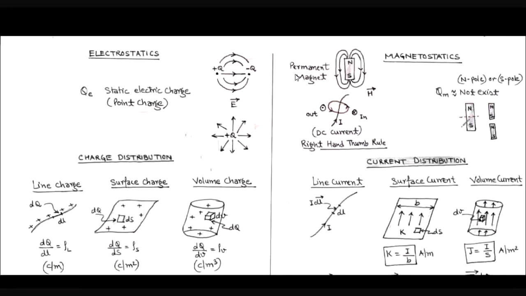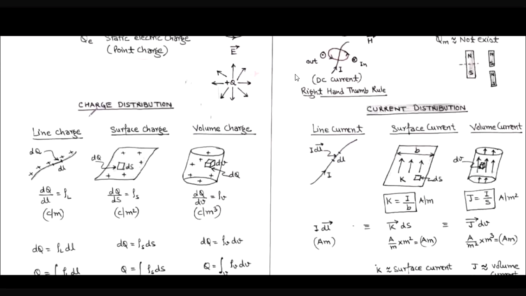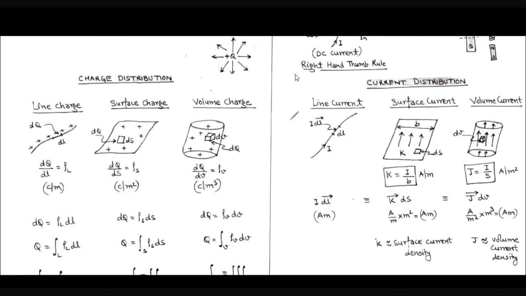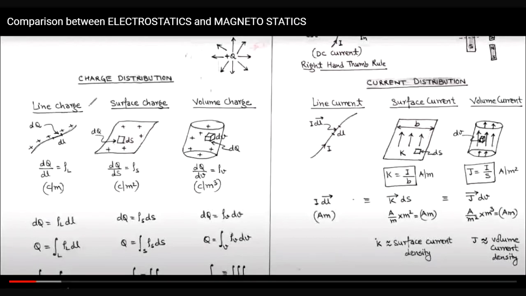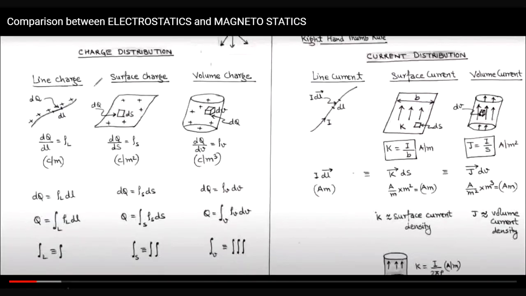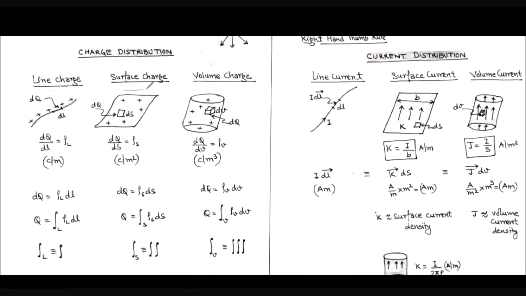Now, in electrostatics, we consider charge distribution, and in magnetostatics, we consider current distribution. So, in electrostatics, the charge distributions are of three types. First is line charge, second is surface charge, and third is volume charge.